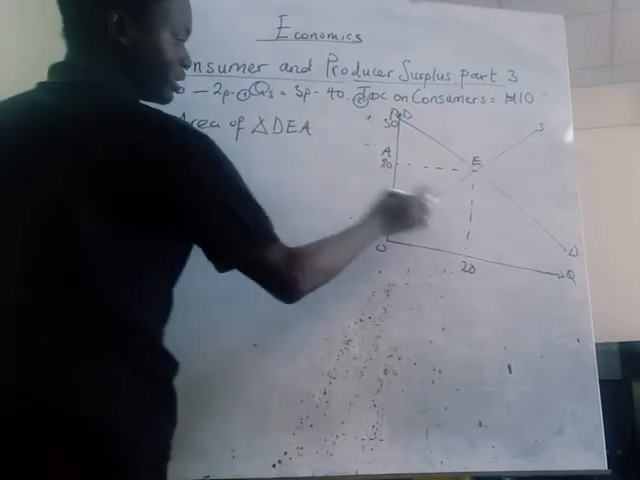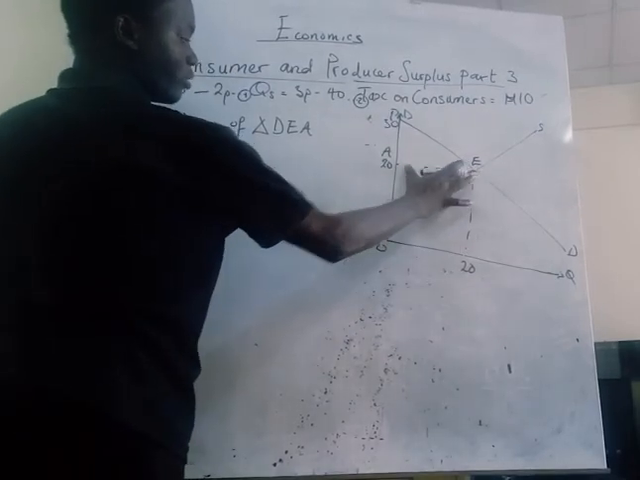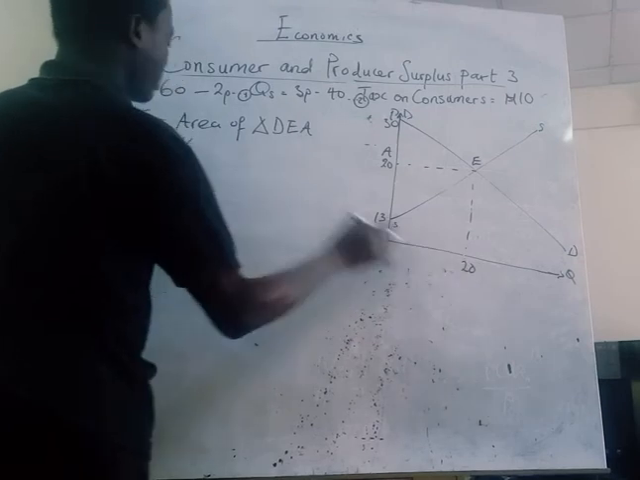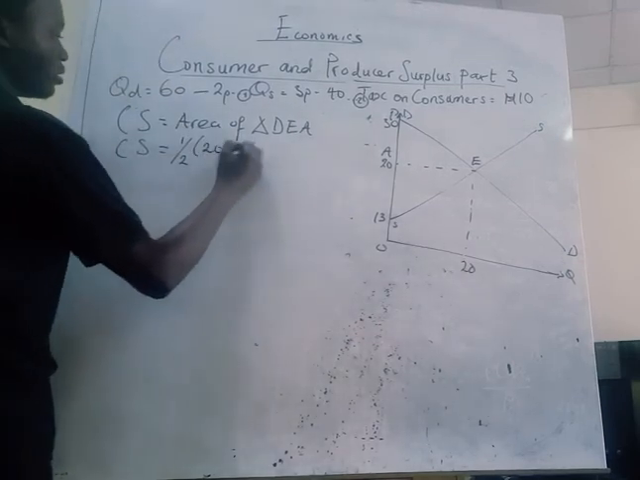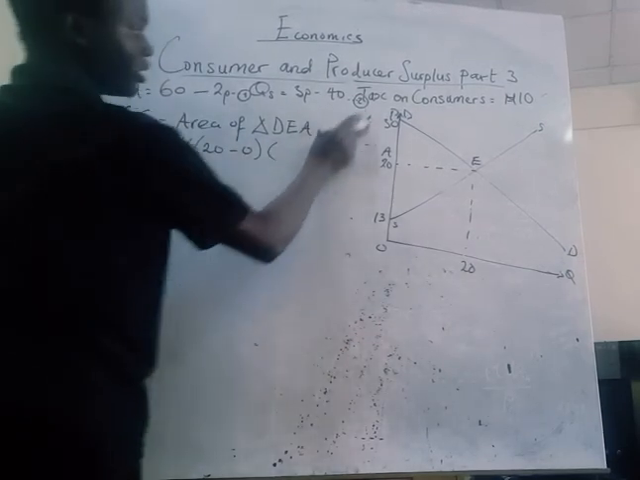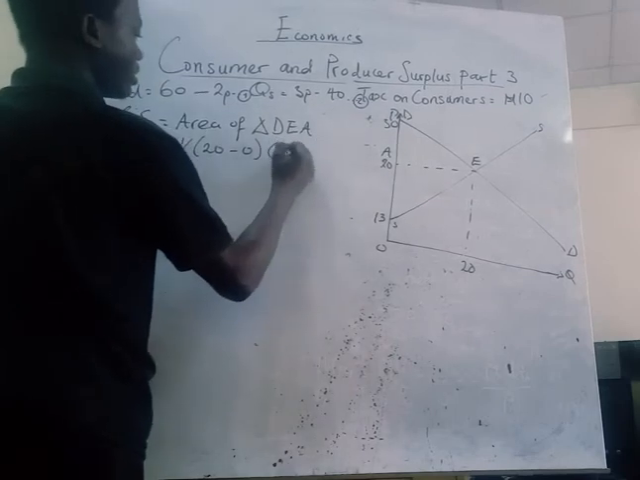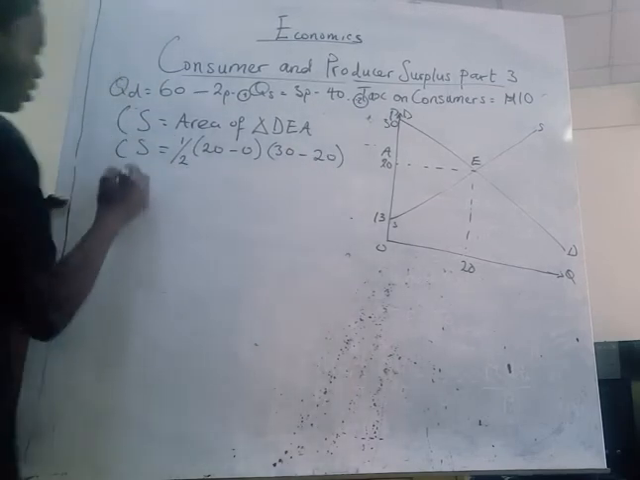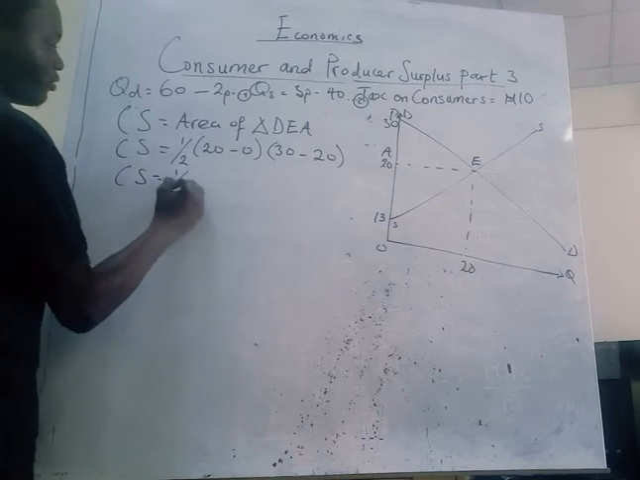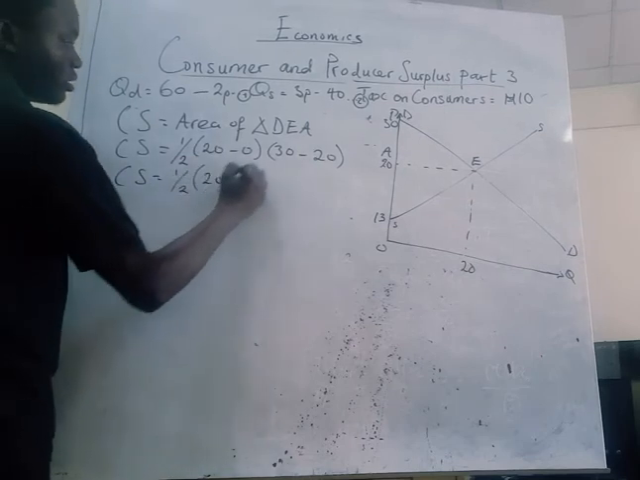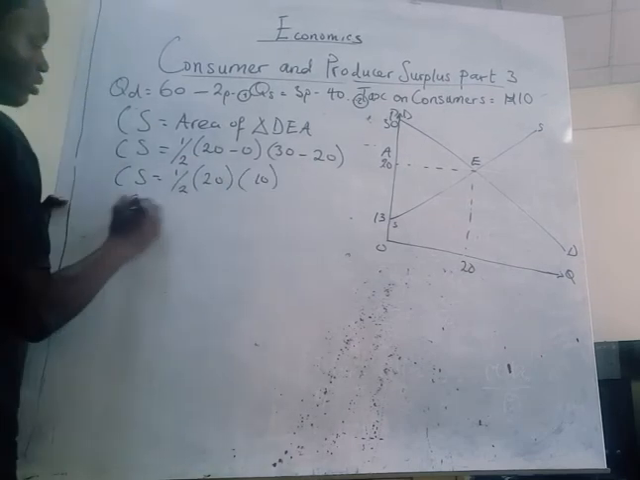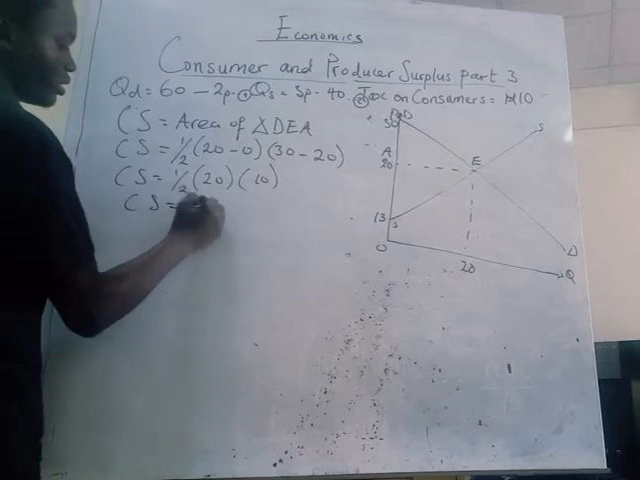Okay, so our CS now, area of the triangle is half base times height. What's our base? Our base is simply here. The distance between this and this is 20 minus 0, and our height is simply 30 minus 20. So CS is equal to half into bracket 20 and into bracket 10. So our consumer surplus equals 100.